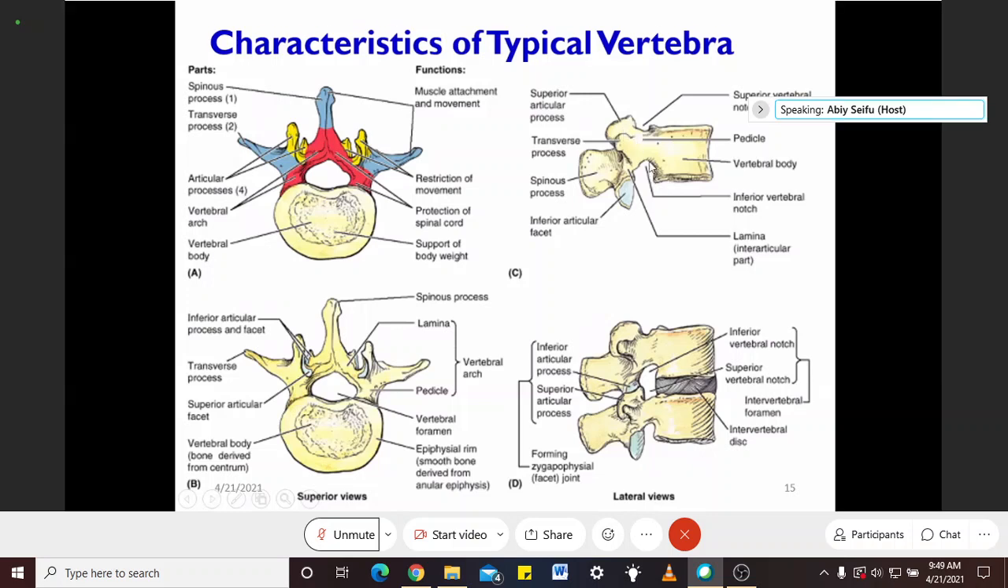There is also an inferior vertebral notch. This inferior vertebral notch is also formed by the inferior part of the vertebral body, and posteriorly by the inferior articular facet, the inferior articular process. Then this notch is converted into a foramen when the vertebra is articulated with the other vertebra.